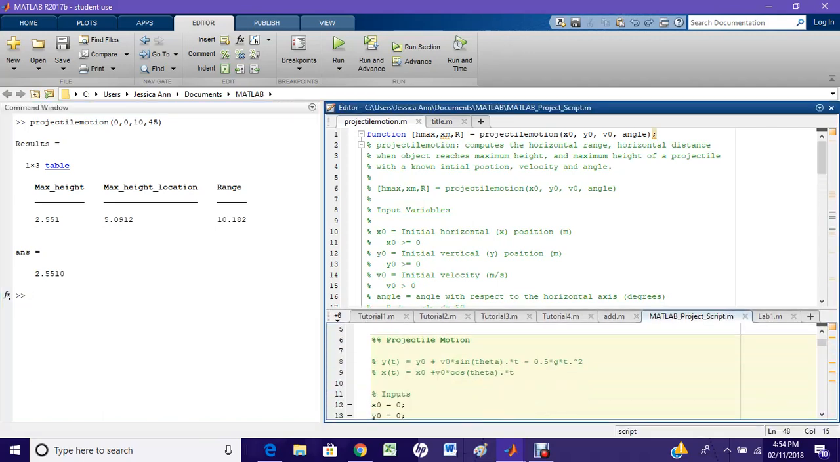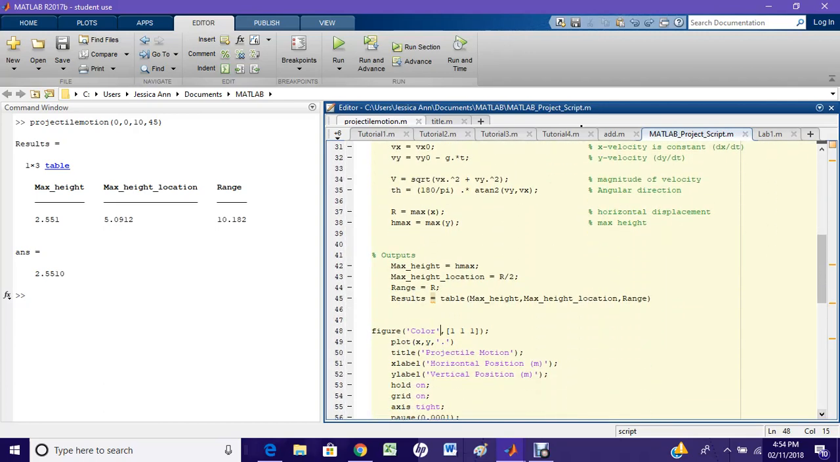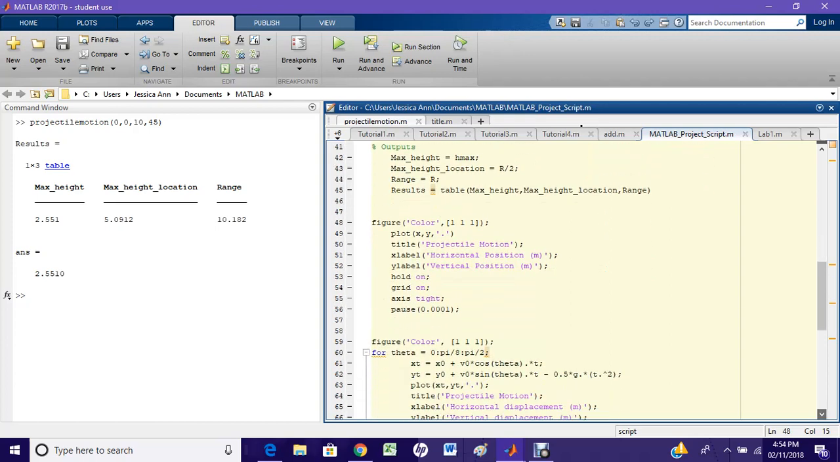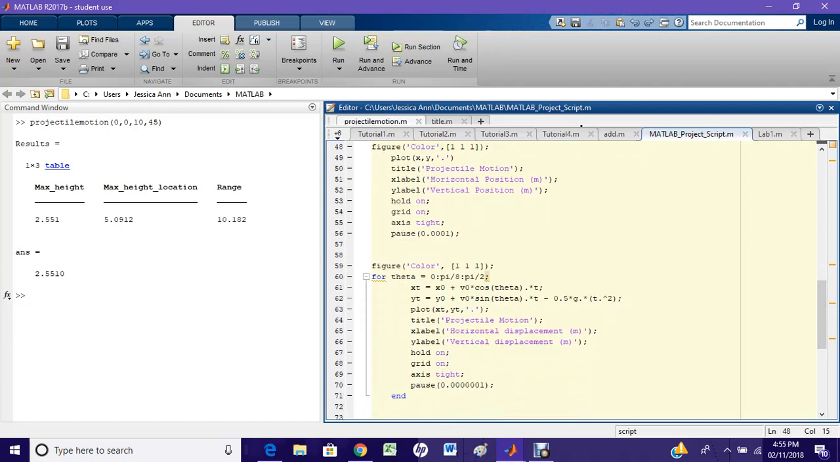The script I use to describe this code shows the equations for projectile motion here, as well as the inputs and outputs, which are given in a table, as well as the two figures that are plotted. One shows the projectile motion of the projectile, and the second one shows the different trajectories of a projectile at a range of angles. So when we run this script, it should clear out my command window and close all other plots.